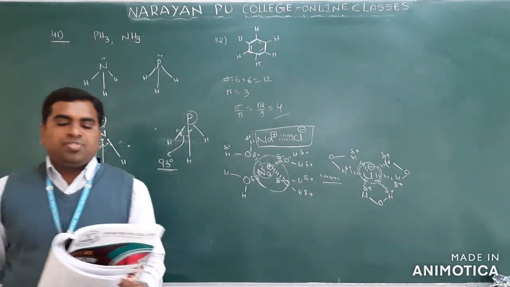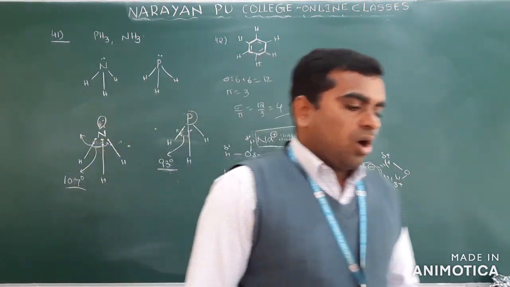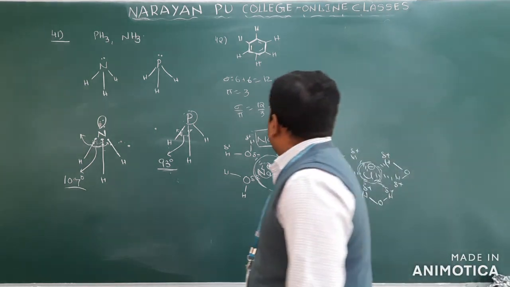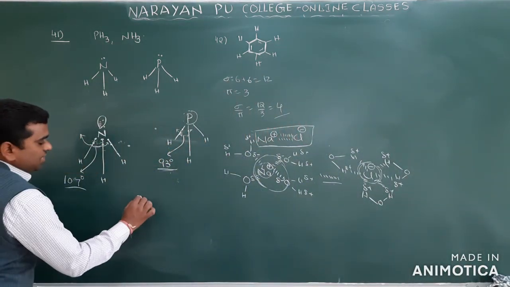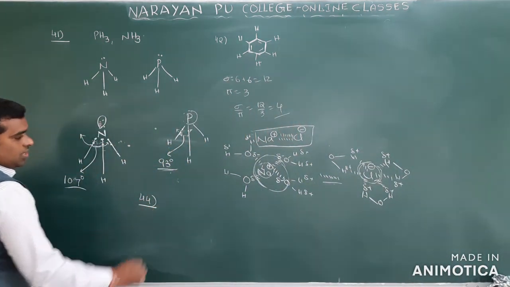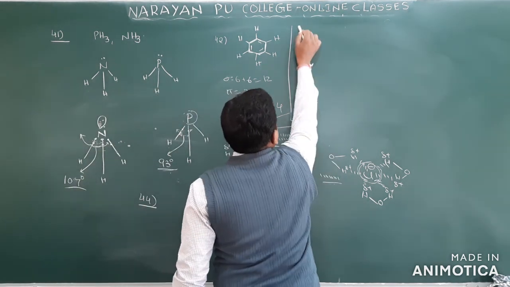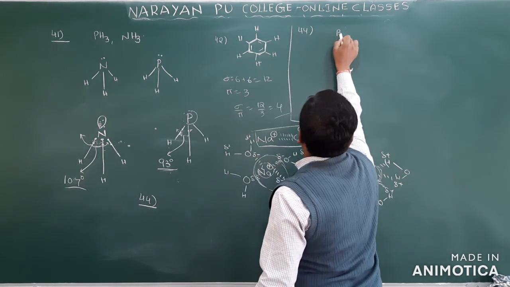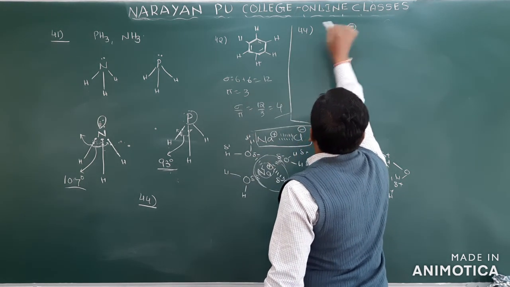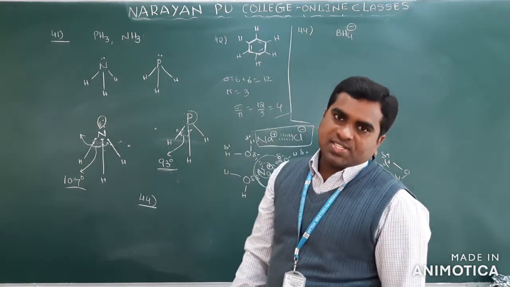So all of these. So the option is all of these. Clear? Next one. Coming to question number 44. They are asking, BH4 minus, what is the bond angle?